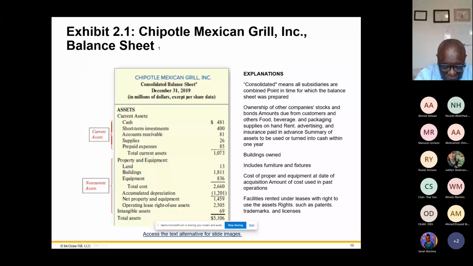Who can give us that number? How much cash do we have on that current assets? 481 million. Yeah, 481. So that means that is what they have. And then this will be in billions, the total. But in any case, to make our work very simple for us to handle these big figures, they reduce it and eliminate the millions. So that is why we have 481 for account receivable. And then we have supplies 26. We have prepaid expenses 85. And then the total is 1,073.